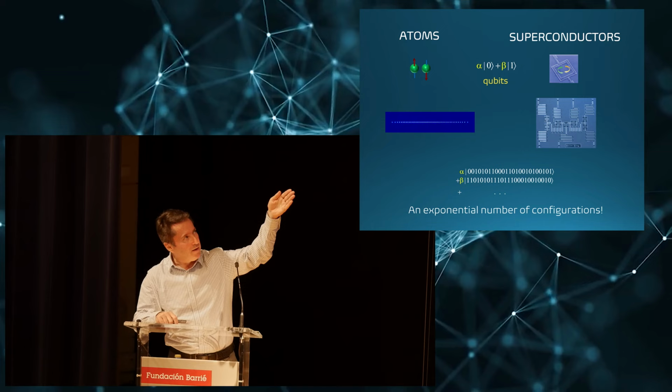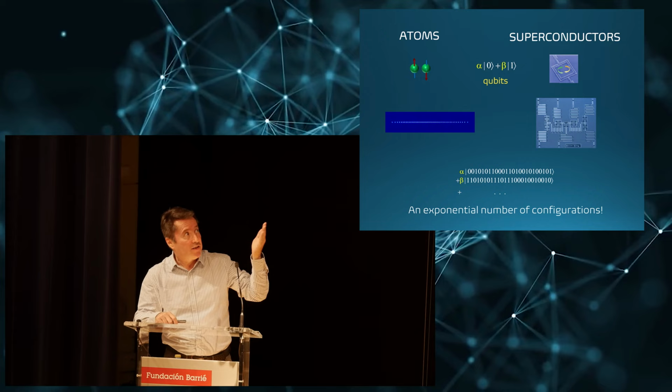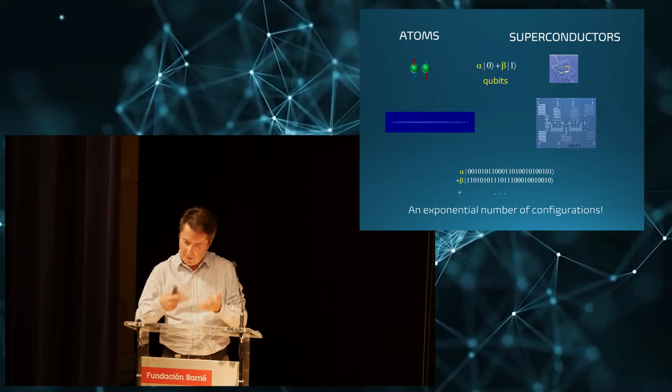So for example, if beta is equal to 0, then whenever I observe, I will have spin up because the 1 is not there, and the other way around. So the absolute value of alpha squared is the probability that I obtain 0 when I observe, and the absolute value of beta squared is the probability of getting 1.